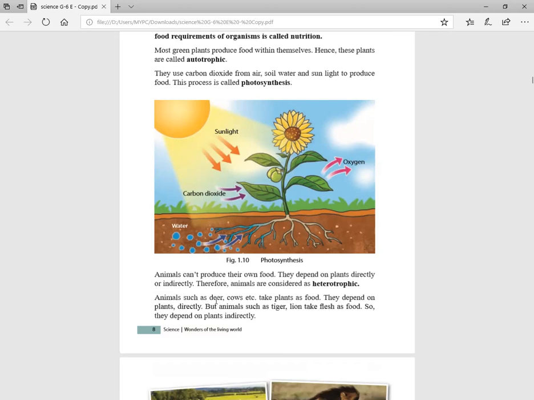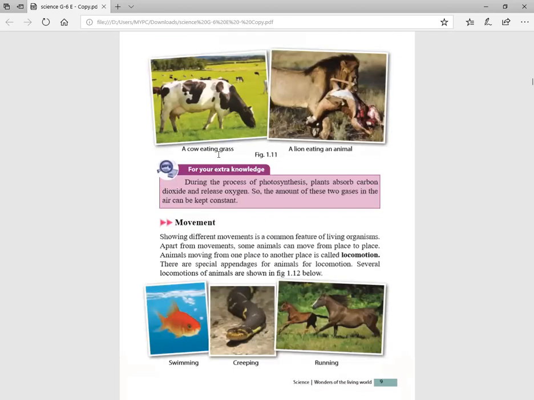Animals such as deer and cows take plants as food. They depend on plants directly, but animals such as tigers and lions take other animals as food. So they depend on the plants indirectly. On this side, a cow is eating grass, but a lion is eating an animal.